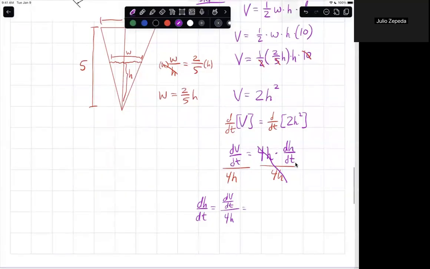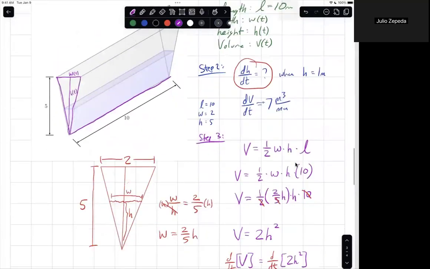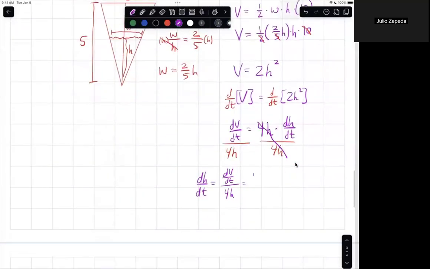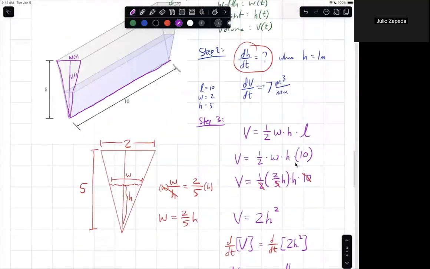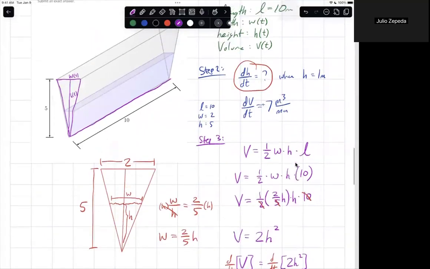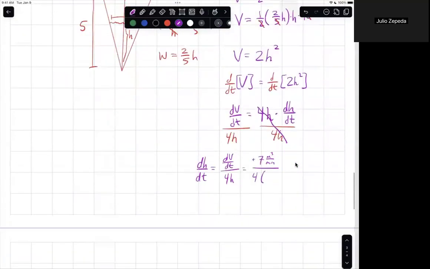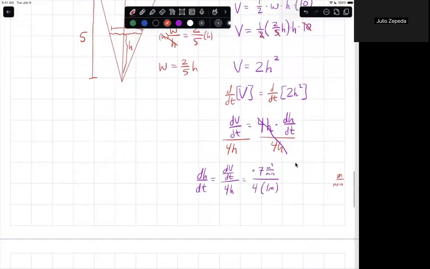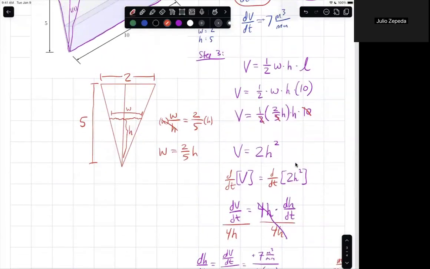And so dV/dt was positive 7 cubic meters per minute. For H, it was 1 meter. And notice that since dH/dt is what we're trying to solve for, the units should end up coming out to meters per minute, right? But it looks like it might come out to meters squared. And that's because I got rid of a unit earlier.